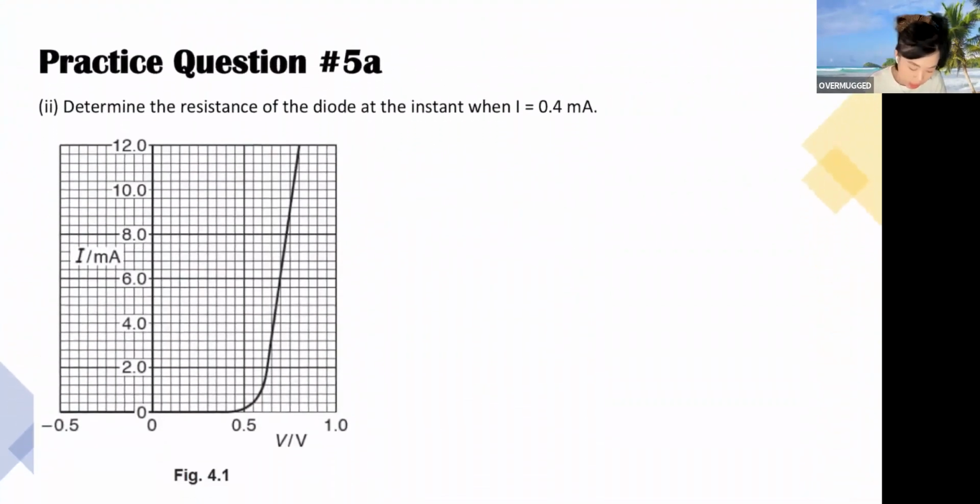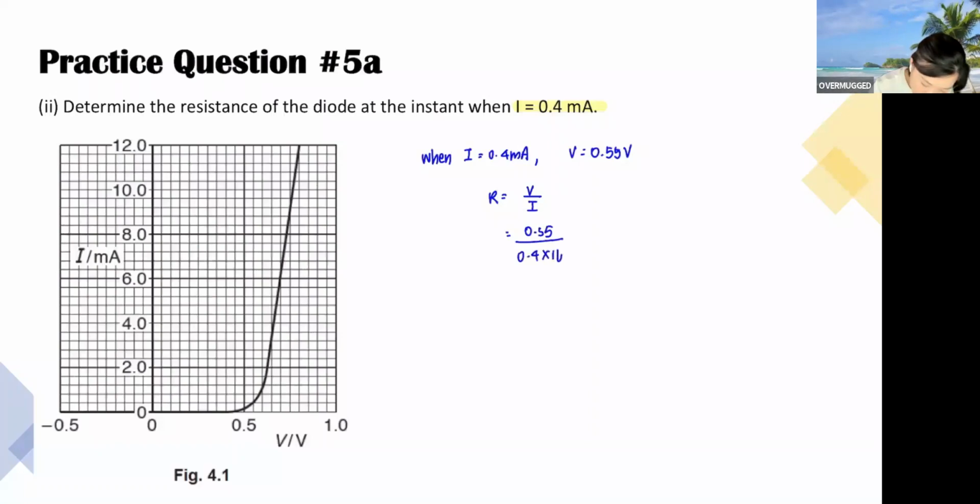Okay, the next one. Determine the resistance of the diode at the instance when current is equals to 0.4 milliampere. So very quickly, just read off from the graph. When current is equals to 0.4 milliampere, your voltage is equals to 0.55 volt. So to calculate resistance, 0.55 volt divided by your current, which is 0.4 times 10 to the power of negative 3. So you get 1,380 ohm. Understand? So just got to read from your graph, 0.4 milliampere, somewhere around here.